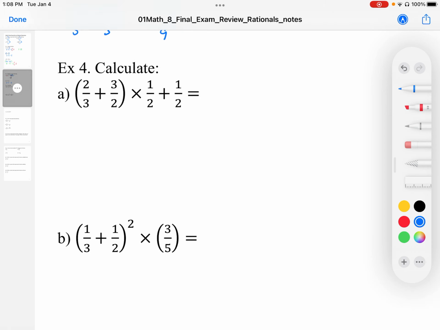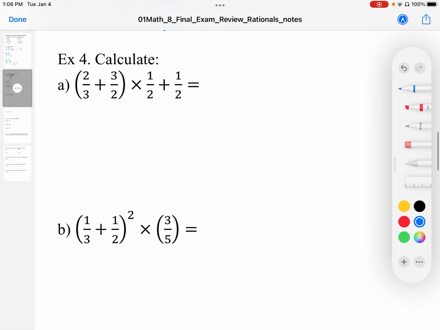So here we're going to do addition, subtraction, multiplication, division together. So we have to make sure we do BEDMAS. So here I'm going to do brackets first. So I'm going to get a common denominator of 6. So times 2 times 2 times 3 times 3. This is going to give me 4 over 6 plus 3 over 6. And keep that in brackets.